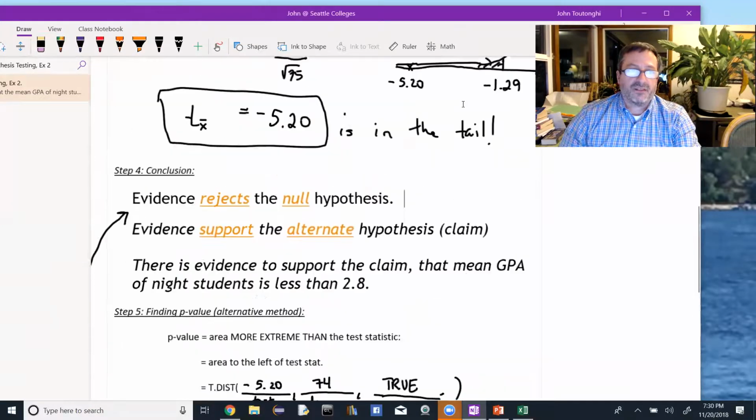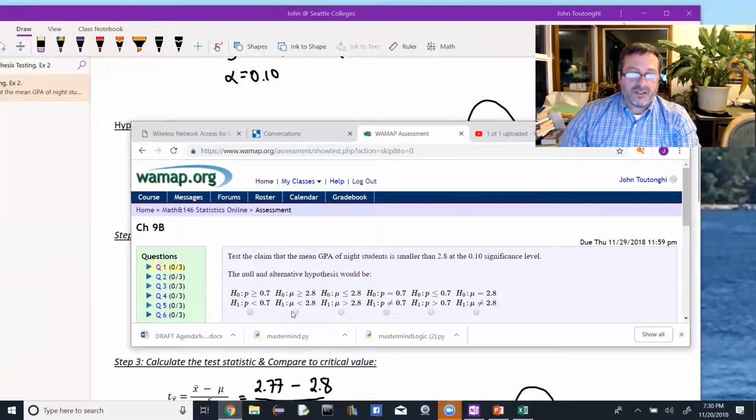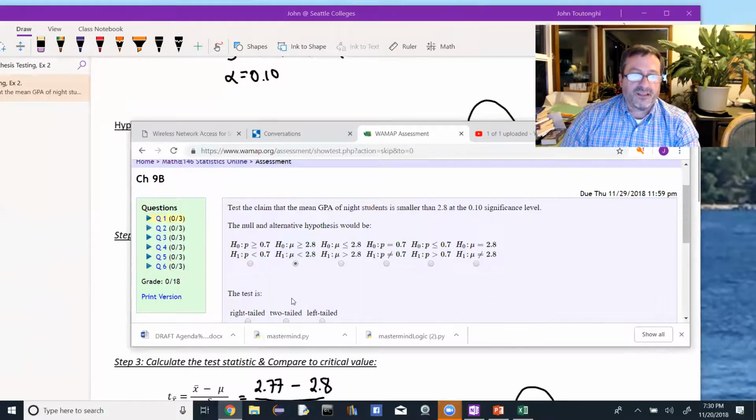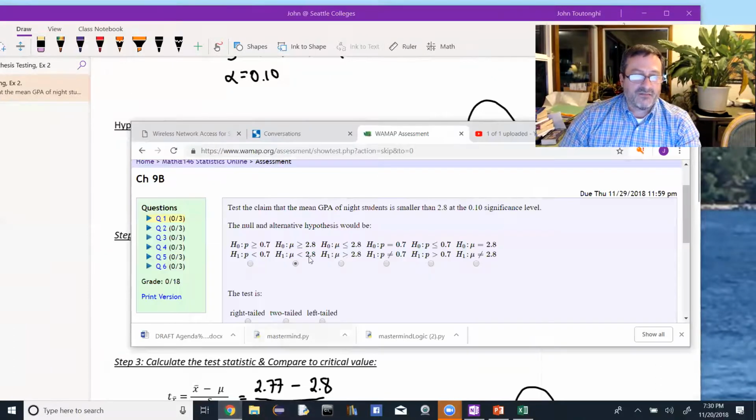So scroll up, look for our hypotheses again. Our null hypothesis is that mu is greater than or equal to 2.8. We can ignore the ones with p's. Mu is greater than or equal to 2.8. That's the null. That's the one we want. So notice I can base this answer pretty much exclusively on the null hypothesis. Out of all these choices, this is the only one that has the correct null hypothesis. Make sure that's right. Mu is greater than or equal to 2.8. Yep.